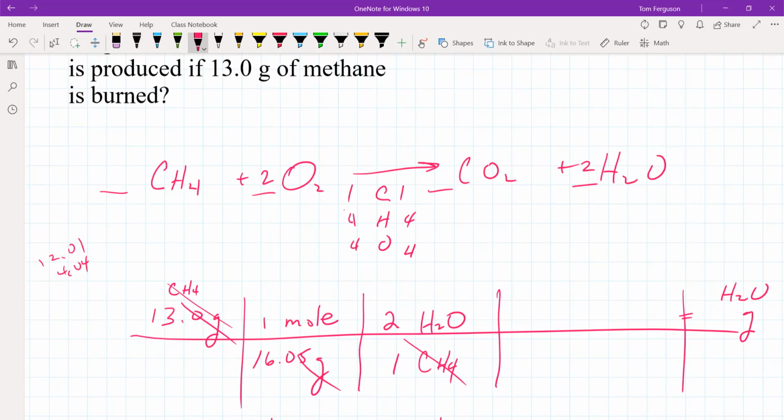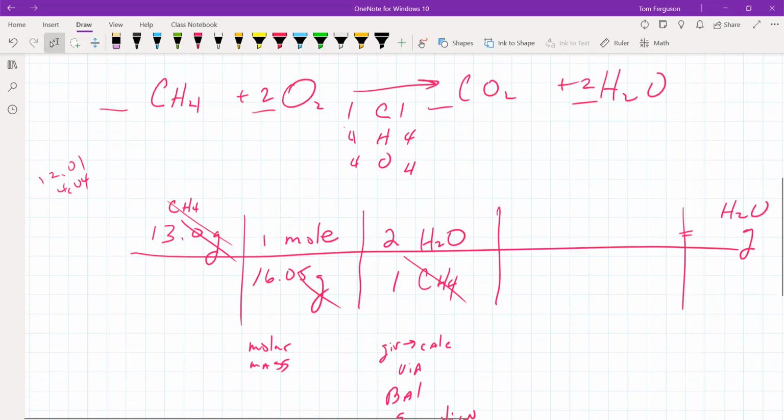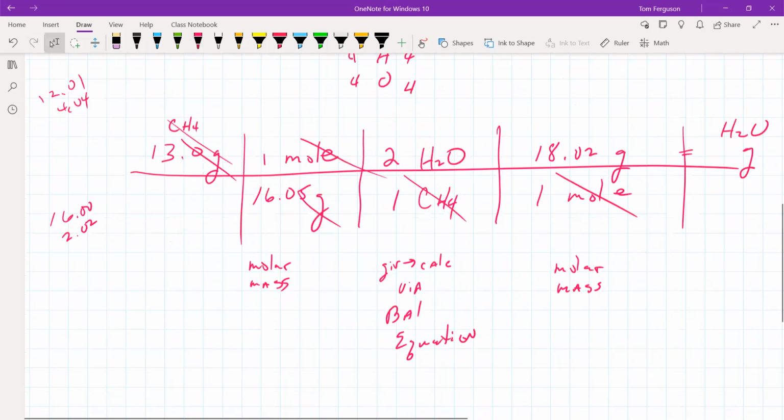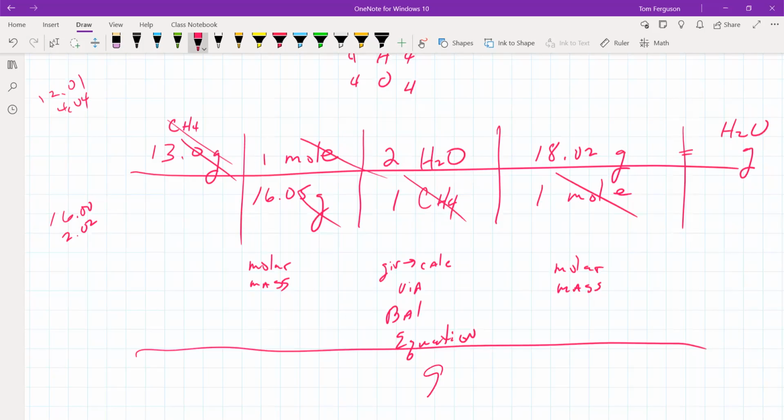Okay, now we need to go from moles of water to grams of water, which is again the molar mass of water. So everything cancels except for grams of water. What are we trying to calculate? Grams of water. So now we have 90% credit of that problem. Excuse me. 10% is over here. So we need to get a numeric answer.